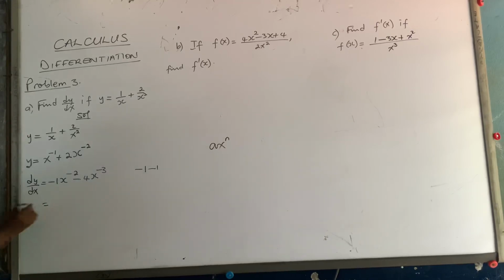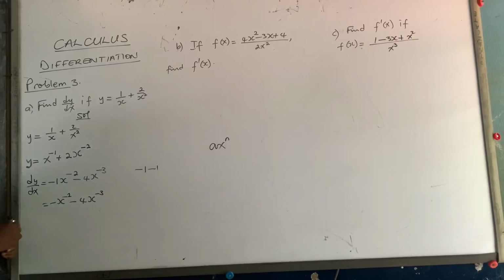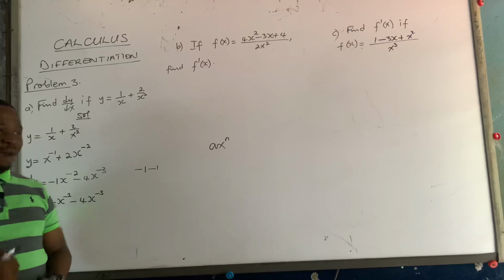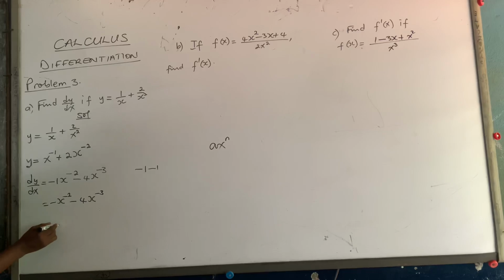Now we can ignore 1 as a factor: 1 times x is x, 1 times v is v, 1 times a is a. So we ignore the 1. We say minus x to the minus 2, minus 4x to the power of minus 3. But sometimes the examiner may want you to leave your answer in positive index, or the indices must be positive.